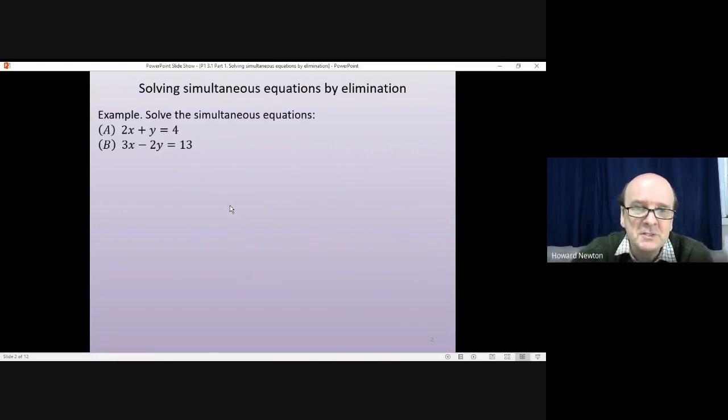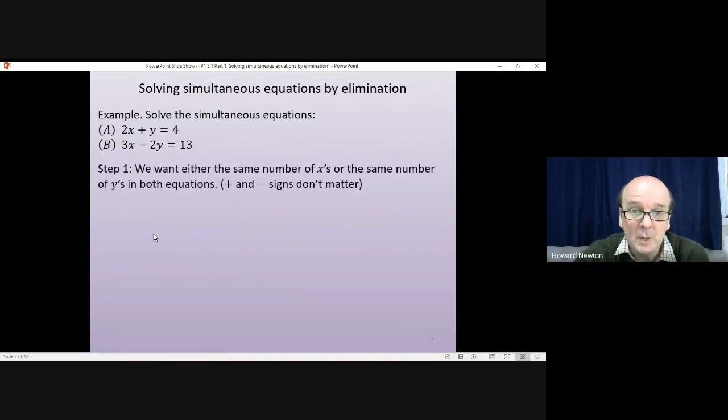You've got 2 equations. The first one is 2x plus y is 4. The second one is 3x minus 2y is equal to 13. The first thing to note is that we've got 2 variables, x and y. That means we need 2 equations if we're to be able to find x and y. We need 2 independent pieces of information about x and y.